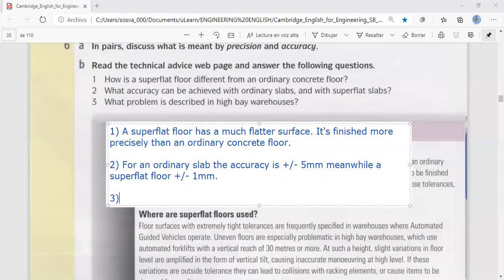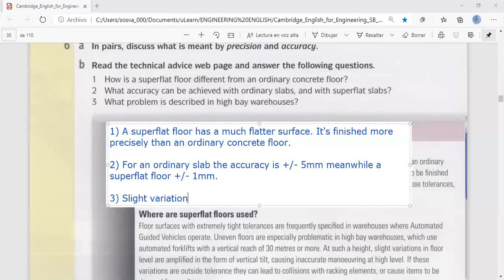The theory is what problem is described in height by warehouses, right? We say that the problem is high variation in floor level, which is amplified in the form of vertical tilt and inaccurate maneuvering with lift trucks. Exactly. So that's the problem.